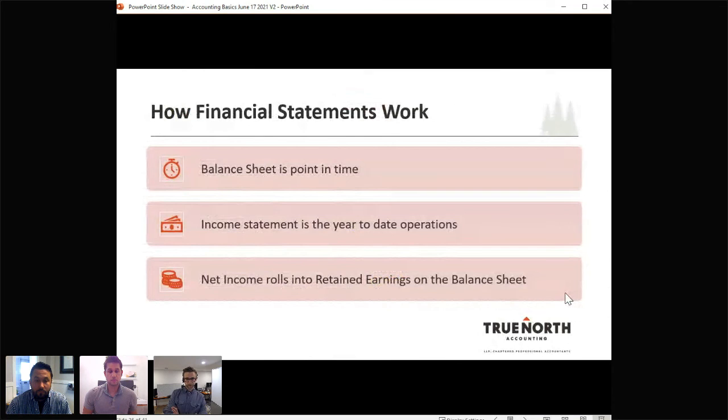As the word balance in balance sheet implies, the two connect to each other through the net income and the retained earnings. So that's how assets need to equal the sum of liabilities and equity, and you have to put net income in there as well. So it all has to work together.